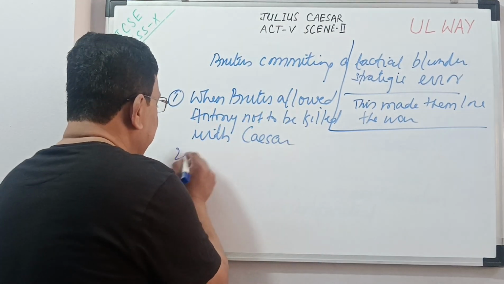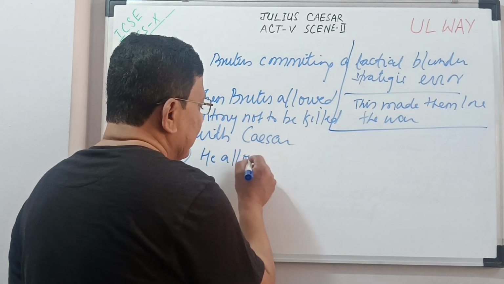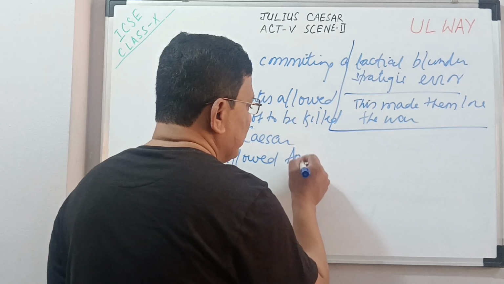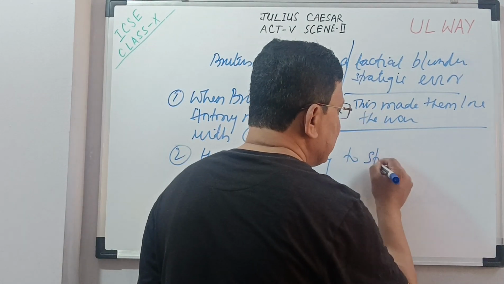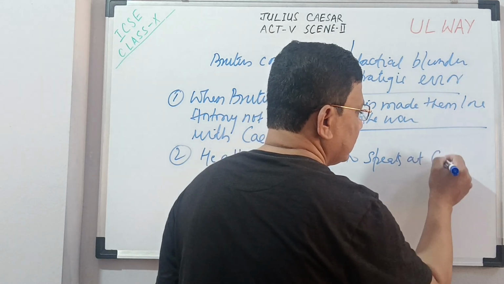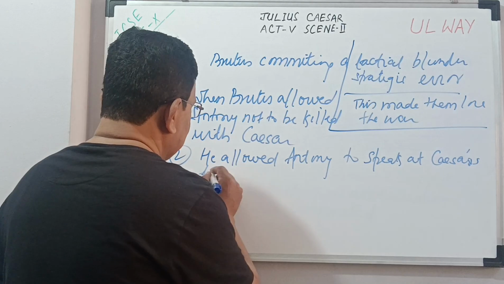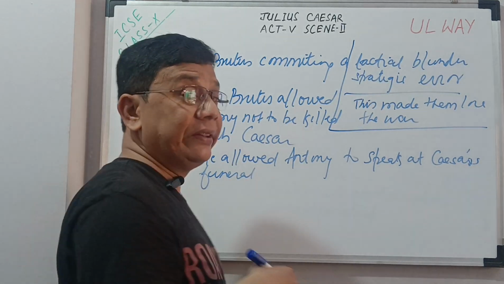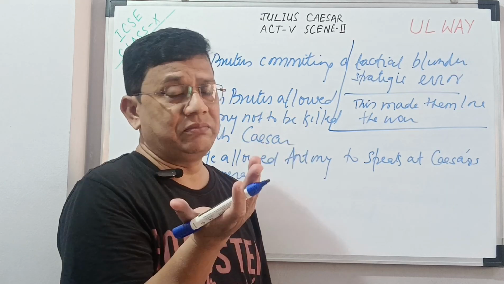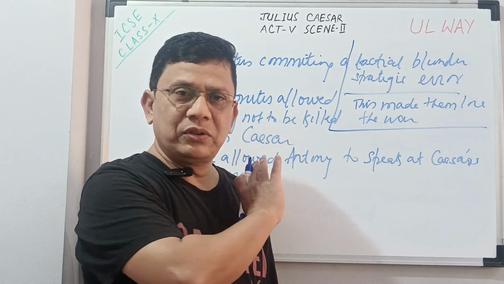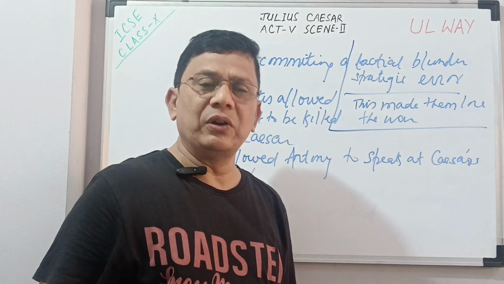Then after that, what he did, he allowed Antony to speak at Caesar's funeral. And this turned the game on its head. If he had not done this, what would have happened? It was all Brutus and Cassius all the way. It was Brutus and Cassius who would have been laughing all the way.